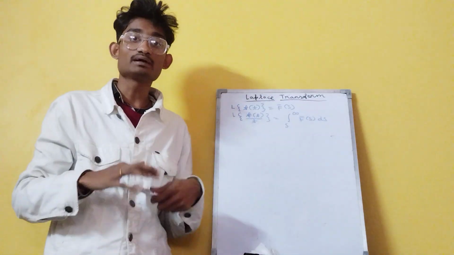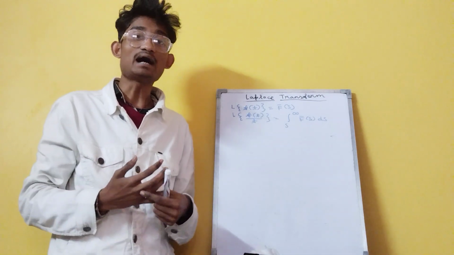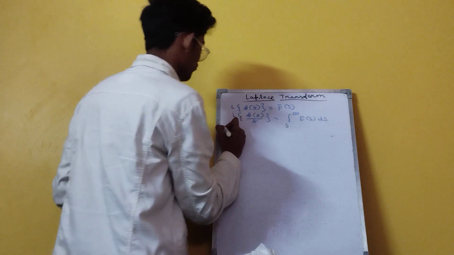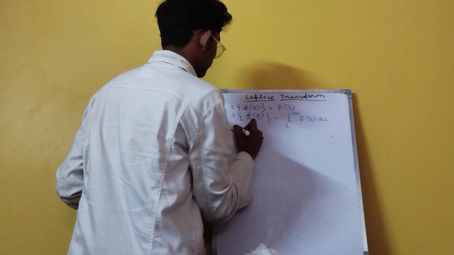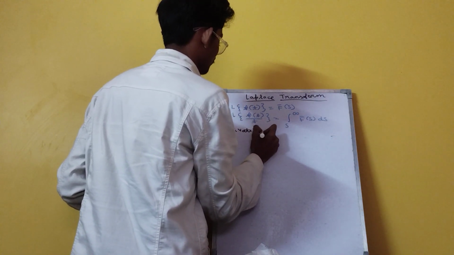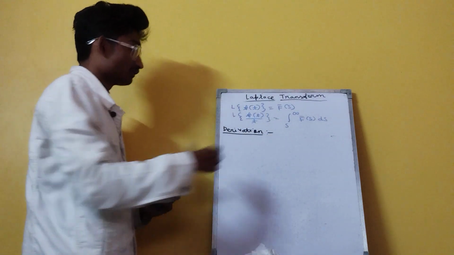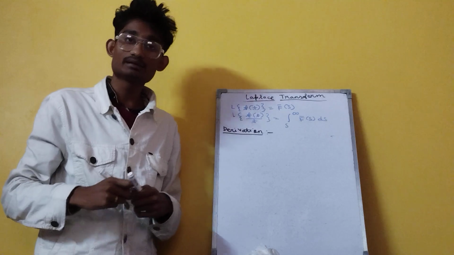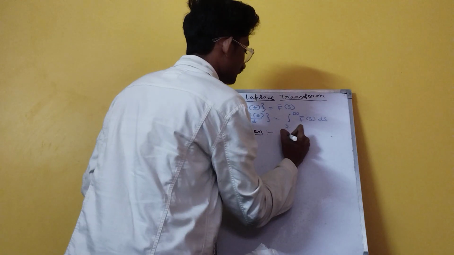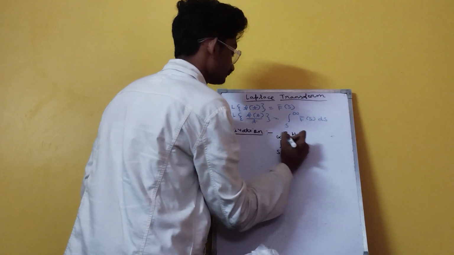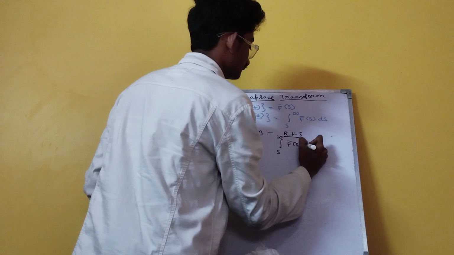Now at first we are going to derive this property. How can we derive it? Let's see. Derivation or proof. At first we are dealing with the right hand side. So what is the RHS? That is the integral from s to infinity of f bar of s ds.